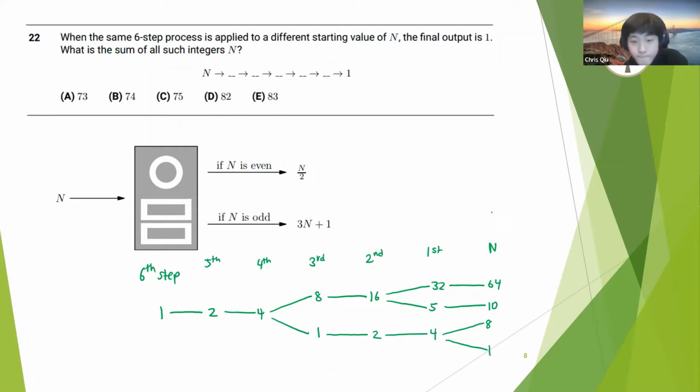Since we have this tree, we can check that these four numbers all get to 1 on the 6th step, and there are no other such integers n. So we can add up all of these n's. Their sum we can calculate to be 83, which is the final answer, and we're done.